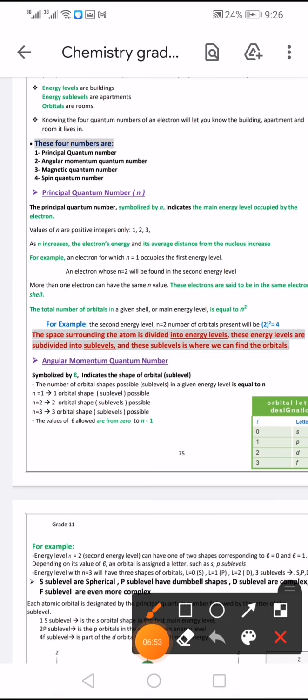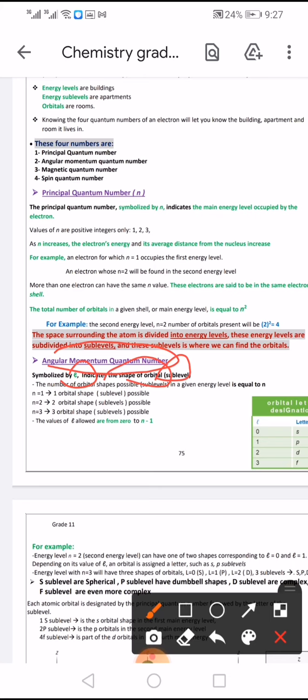Second quantum number. The angular momentum quantum number is the second quantum number, symbolized by L. We use the angular momentum quantum number to indicate the shape of the orbital or sublevel, to indicate sublevels.